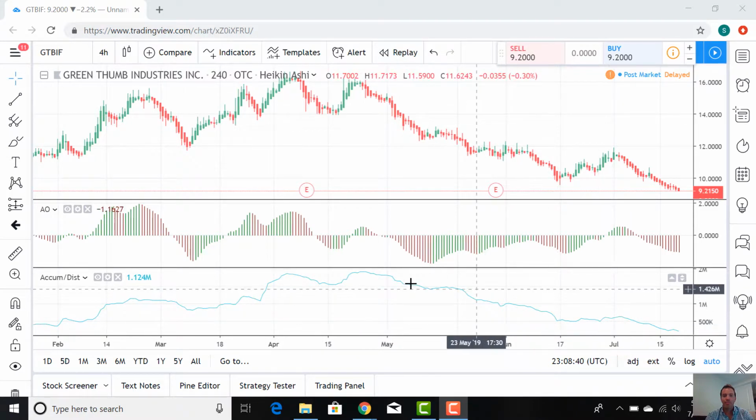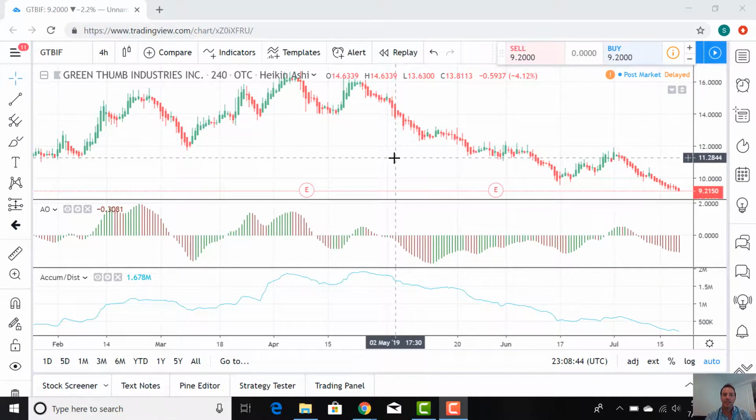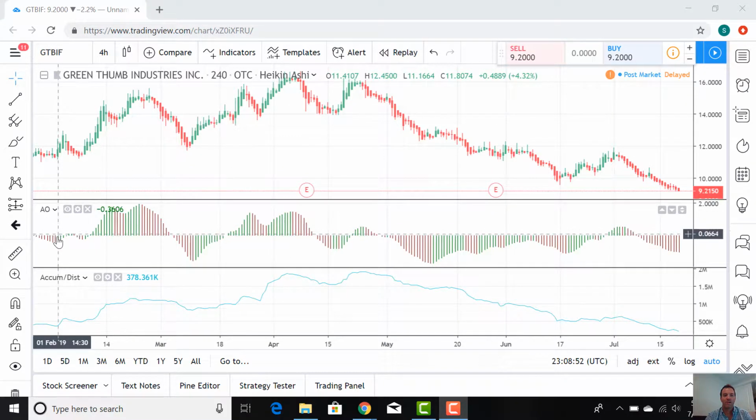So you can see how it's pretty much mimicking the pricing chart of Green Thumb over these last couple months in 2019, which is what you want to expect. No clear divergence here. We're also looking at the AO, which is the awesome indicator. This is the difference between a short-term period and a long-term period. In this case, we're looking at 5 and 34 period lengths. And pretty easy to see once this middle line here, that's 0.